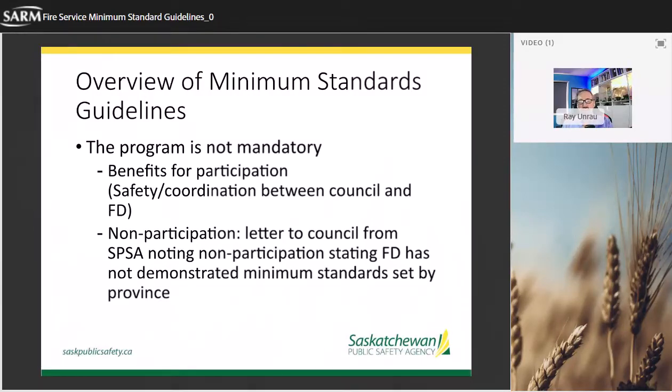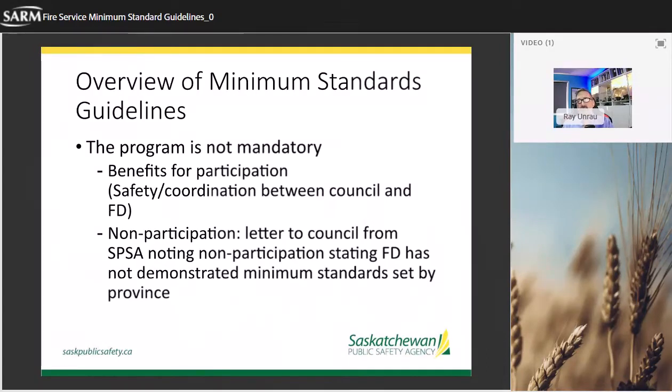If communities decide not to participate, that's fine too. We don't have any intention to shut down fire departments. We want the citizens of Saskatchewan to be safe, and we want everyone to be as safe as possible, and that's why these standards are so important to the people on the committee and to us as an agency.